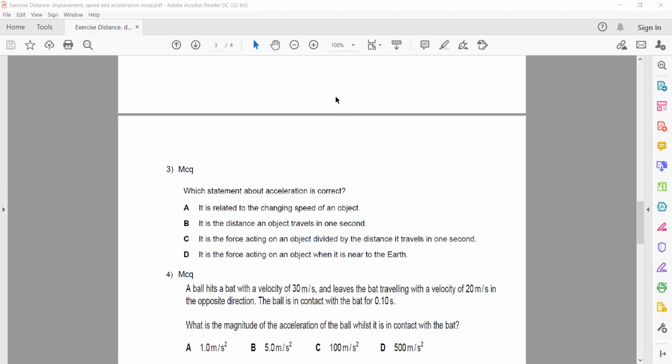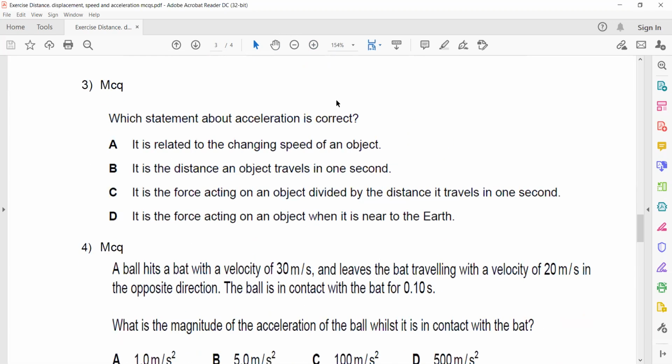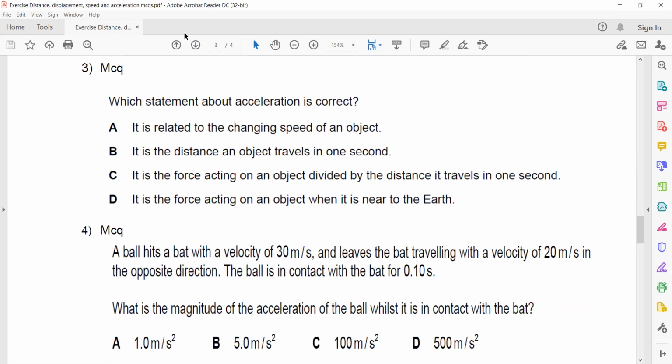Moving on to the next question. Question 3, which statement about acceleration is correct? It is related to change in speed. Acceleration is related to change in speed or change in velocity. For example, if an object is moving with 4 meter per second and it changes its speed to 6 meter per second, whenever there is a change in speed, there is always an acceleration. So A is the right answer.